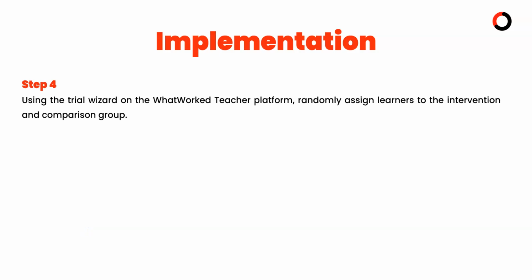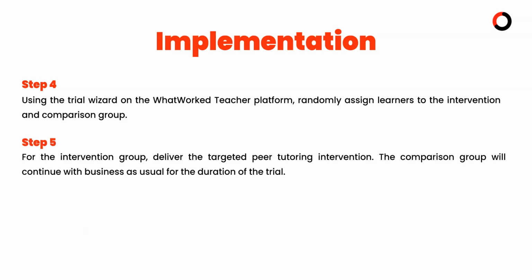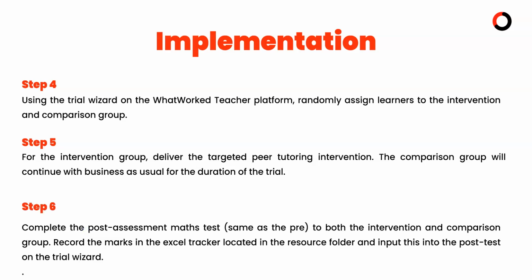Step 4, using the trial wizard and the What Works Teachers platform, it will randomly assign learners to the intervention and comparison group. Step 5, for the intervention group, deliver the targeted peer tutoring intervention. The comparison group will continue as business as usual for the duration of the trial. And step 6, complete the post-assessment maths test, which is the same as the pre, to both the intervention and comparison group. Record the marks in the Excel tracker located in the resource folder, and then put this into the post-test on the trial wizard. You will then complete a short process evaluation, click Analyze, and it will generate an impact report.